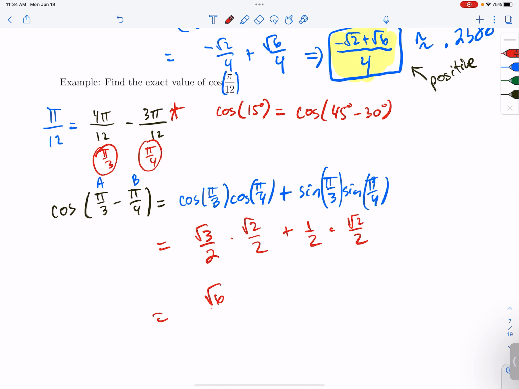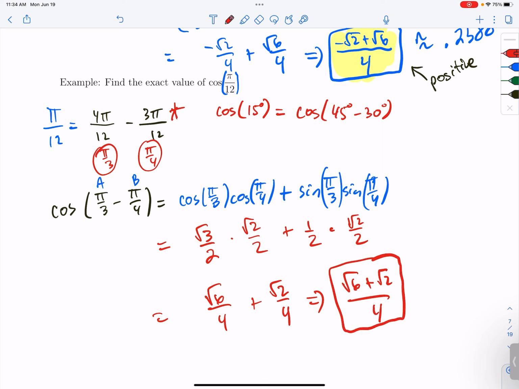Multiplying these out, I get root 6 over 4 plus root 2 over 4, combining to a single fraction. I get this. Okay, and again, I could turn that into a decimal. One thing to notice is that pi over 12 is in quadrant 1. Cosine is positive in quadrant 1. This is a positive value, so that's a good check. It doesn't mean that I'm correct, but if this was negative, I would know that I did something wrong.